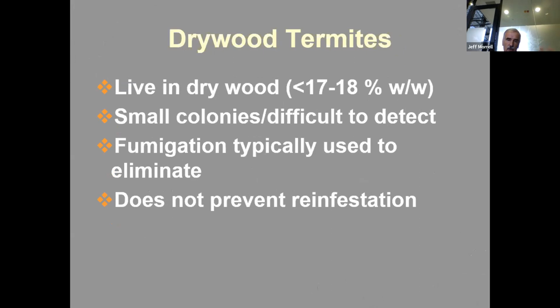The last one I'll talk about: subterranean termites are economically the most important, but we do have drywood termites in many parts of the country. They're very small in colonies, but they can be locally important. They live in drier wood, and typically the only way to get rid of them is either to find the wood that's infested and tear it out and replace it, which can be difficult, or to fumigate the entire structure, which is outrageously expensive. So it's hard to keep them out. It's hard to prevent reinfestation, but fortunately they're not all that common.